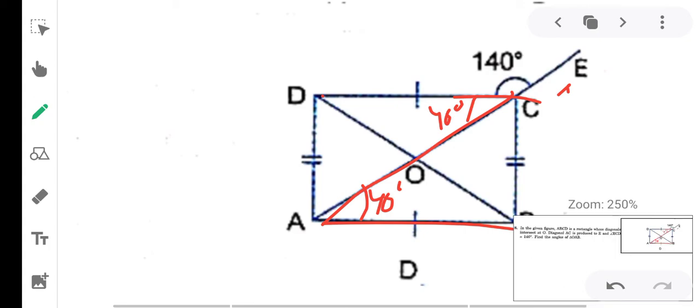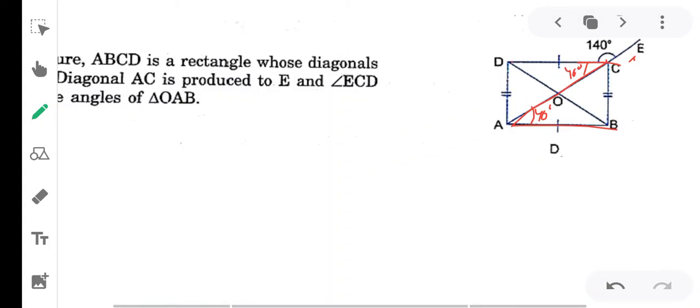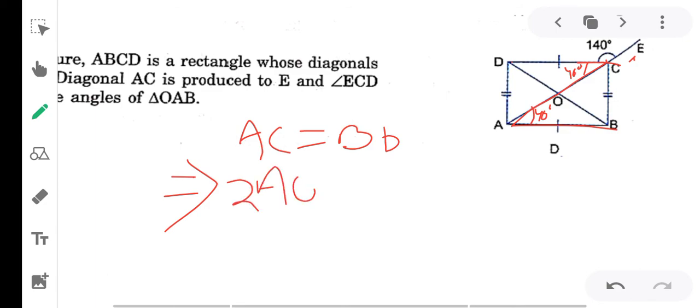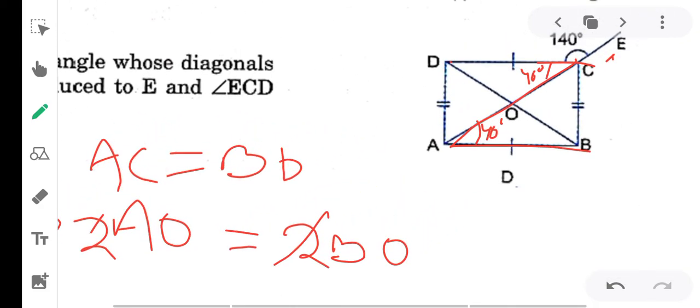The diagonals of the rectangle are equal, so AC equal to BD, and they bisect each other. Okay, so instead of AC you can write 2AO, 2AO equal to 2BO. So 2 cancel, AO equal to BO, right?